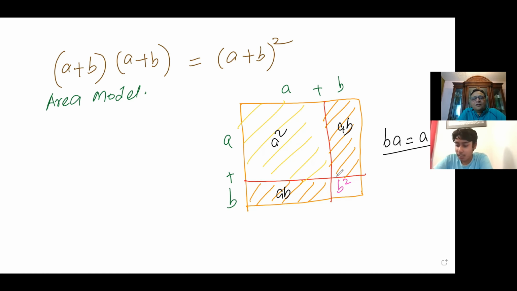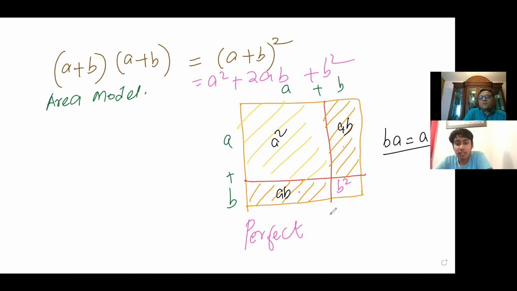Yes, sir. So clearly, this expansion is A square plus how many ABs? 2, right? 2AB plus B square. So that is the formula, which is called a perfect square. Is that okay? Okay, sir.